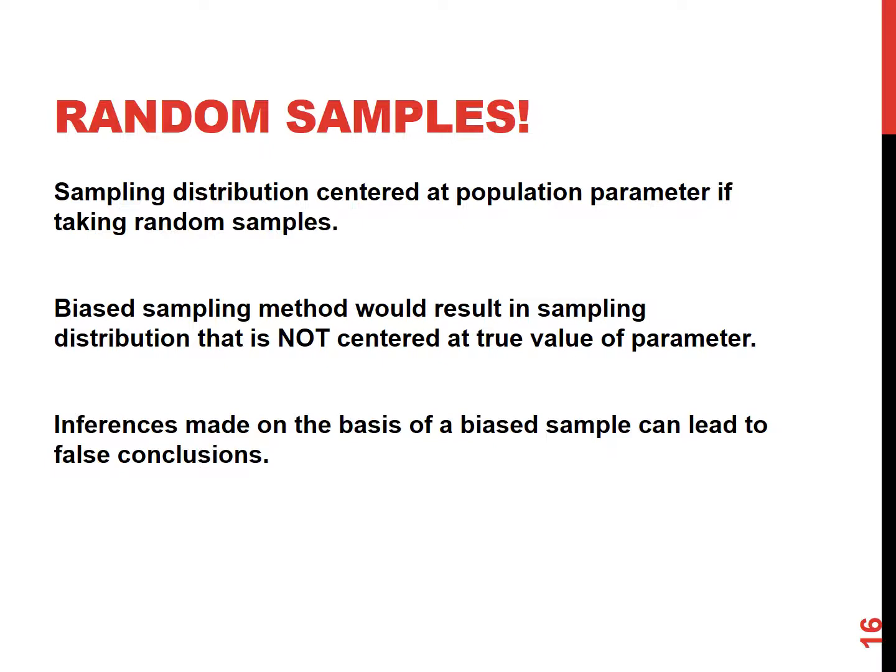One thing I want to just remind you is that we have been assuming, when we've been talking about the characteristics of sampling distributions, that we've been taking random samples from the population. The sampling distribution is centered at the true value of the population parameter if we're taking random samples, because that's an unbiased method of sampling. If a biased sampling method were used, instead the sampling distribution would not be centered at the true value of the parameter. And in this case, if we use the information from a sample that was collected using a biased method of sampling, then we may reach false conclusions.